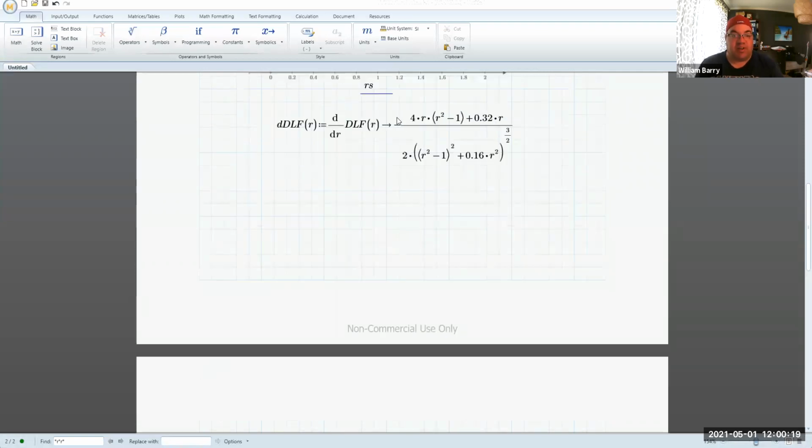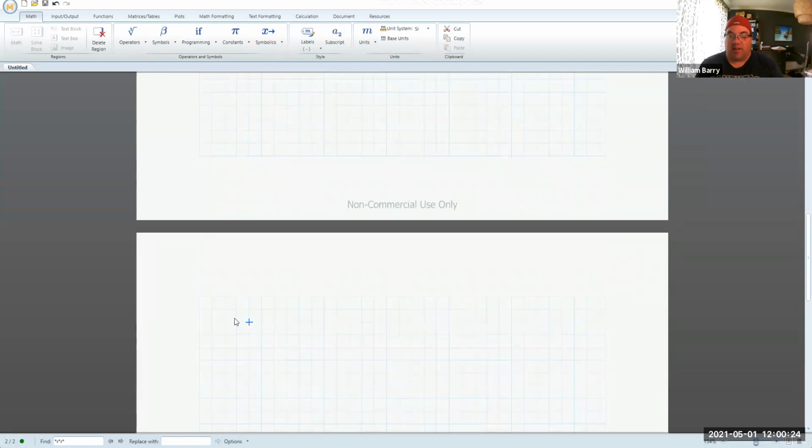But so here's the equation. We want to set this expression equal to 0 and solve for R. And that's a perfect job for a solve block. So let's insert a solve block.